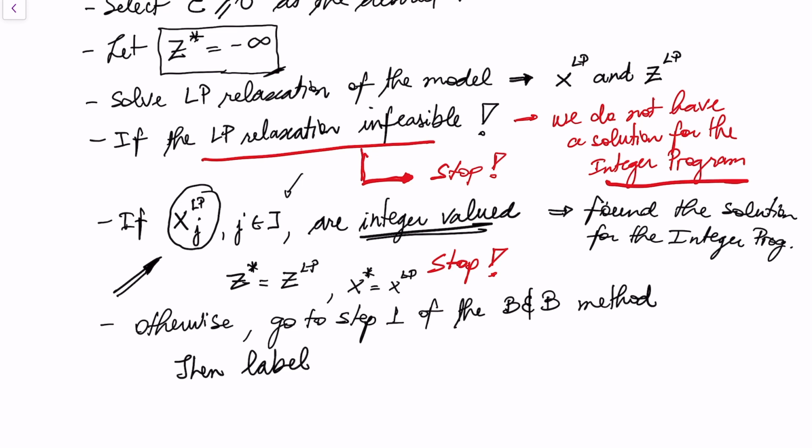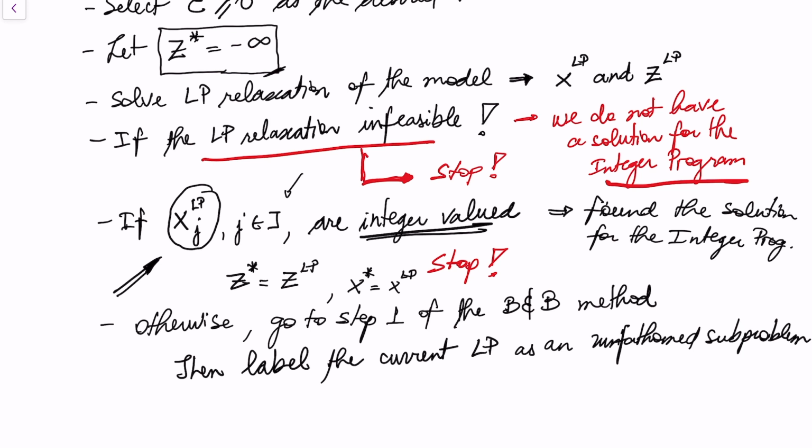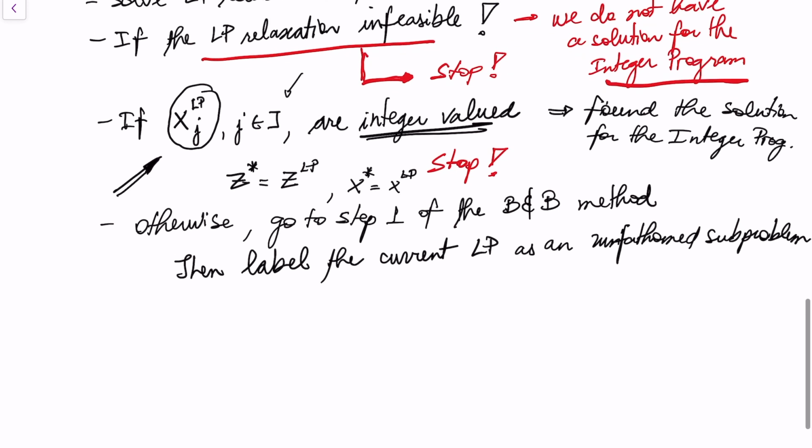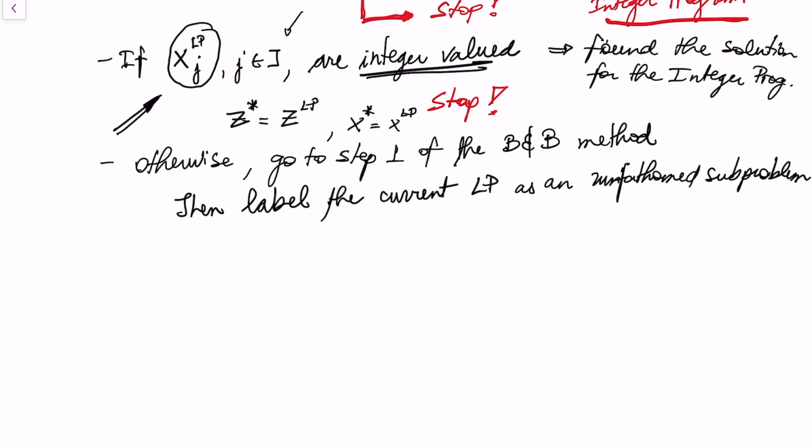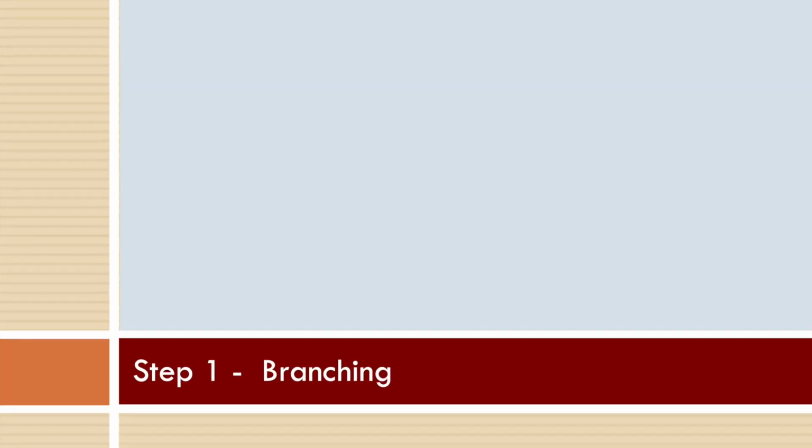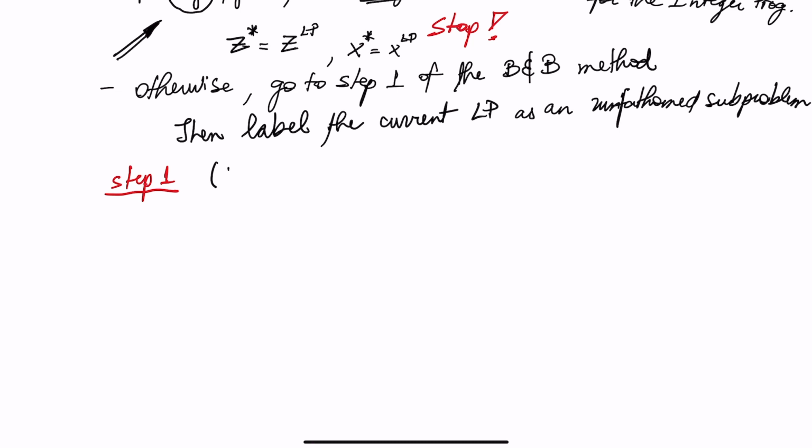Then label the current LP, linear programming model, as an unfathomed subproblem. We're going to see this in more detail as we solve the example later on. If we didn't stop at step 0, we'll start step 1 of the algorithm. And step 1 of the algorithm is called branching.